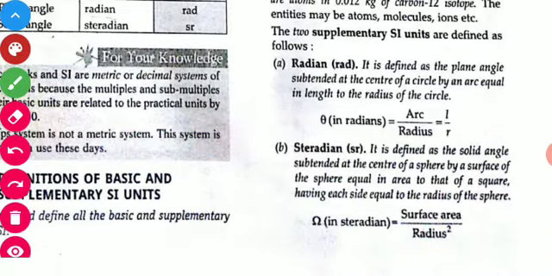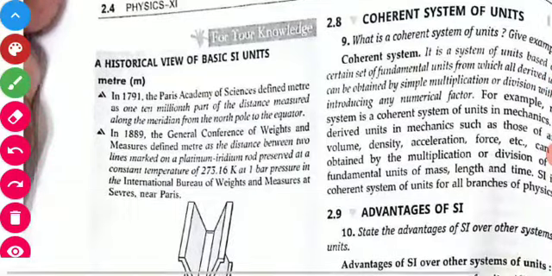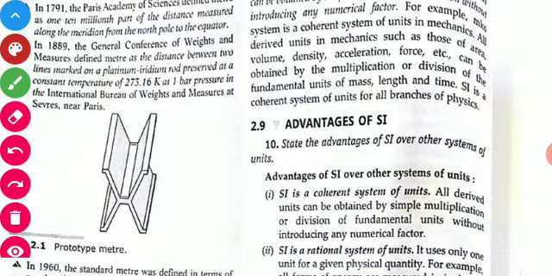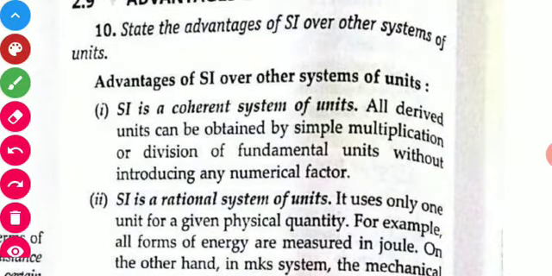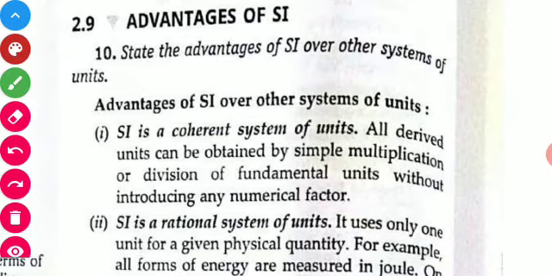Now students, after that our next topic is properties of SI units. What are the properties? What are the advantages of SI over other systems of units? So the first advantage of the SI system is that it is a coherent system of units. What does it mean? It means that we can obtain any unit by just dividing or multiplying the fundamental units.